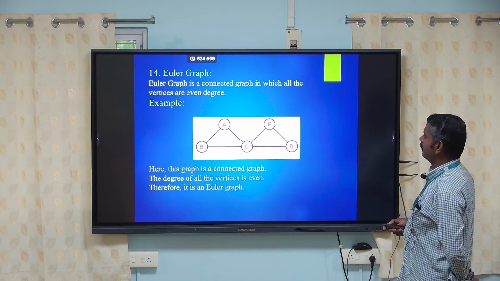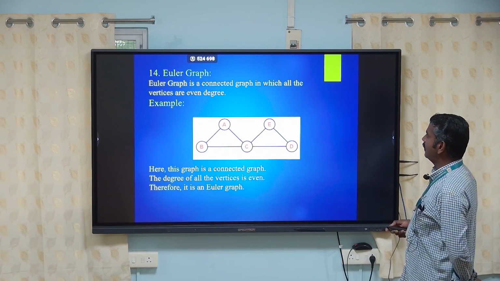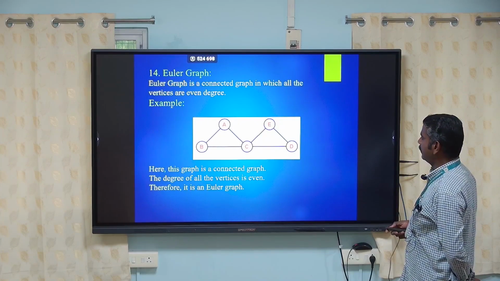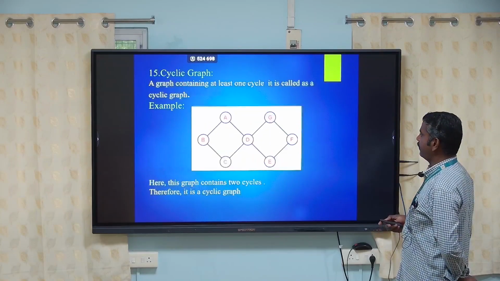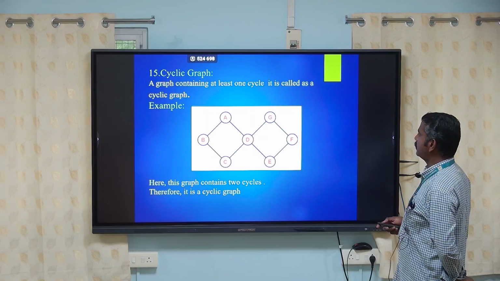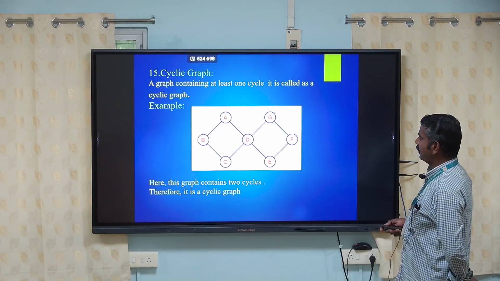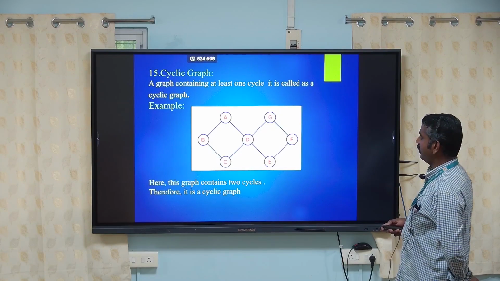Euler graph. An Euler graph is a connected graph in which all the vertices are of even degree. For example, here this graph is a connected graph. The degrees of all vertices are even. Therefore, it is an Euler graph. Cyclic graph. A graph containing at least one cycle is called a cyclic graph. For example, here this graph consists of 2 cycles. One is A, B, C, D. The other one is D, G, E, F. Therefore, it is a cyclic graph.